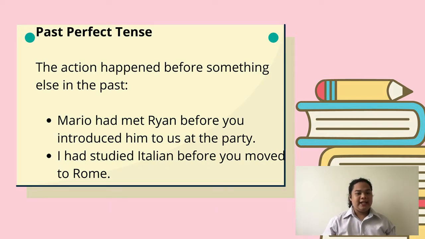So basically, it is the action that happened before something else in the past. So for example, Mario had met Ryan before you introduced him to us at the party. So the past perfect tense here is had met. For another example, I had studied Italian before you moved to Rome. So the past perfect tense here is had studied.